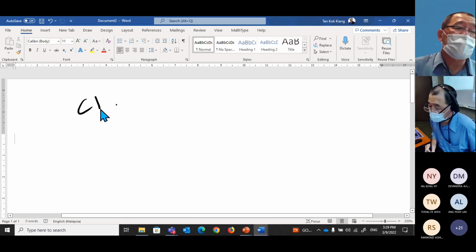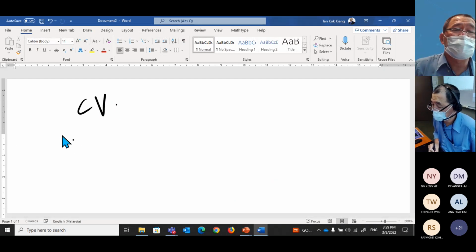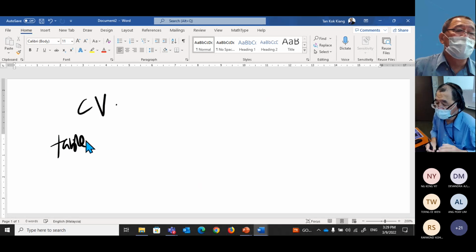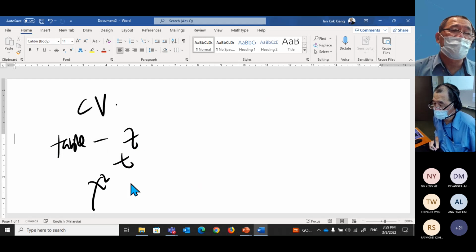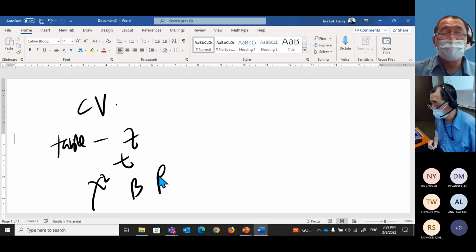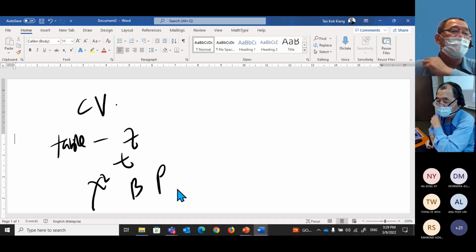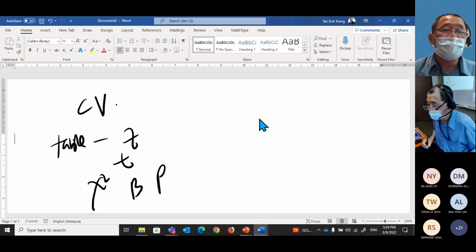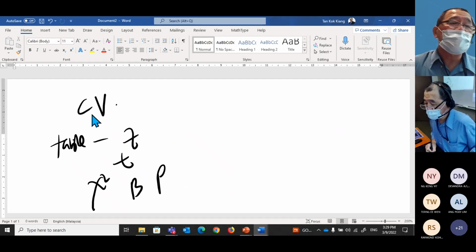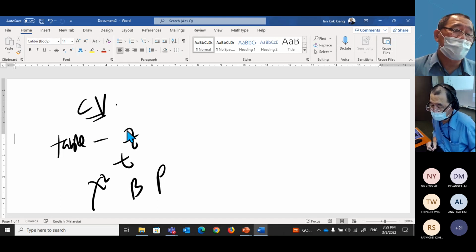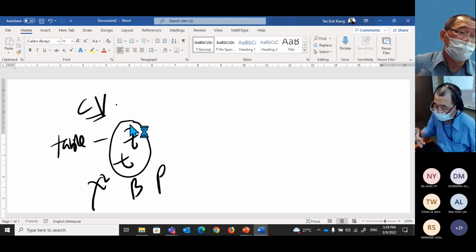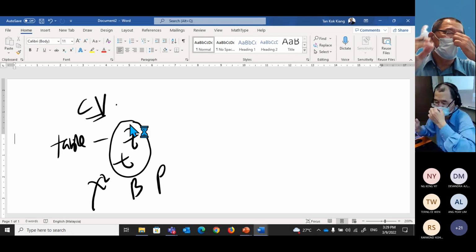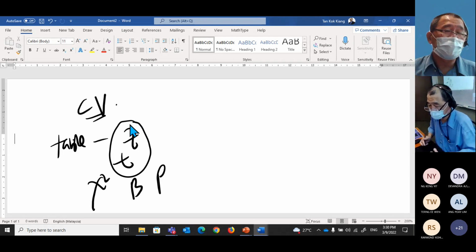Because if you want to use the critical value, you must use the table. We have the z table, the t table, chi-square, binomial, Poisson, and many others. Of course, all correct. But it means that if you want to use this method, you must know how to read the table. Of course, z and t are the most important distributions, but you may also use other distributions.